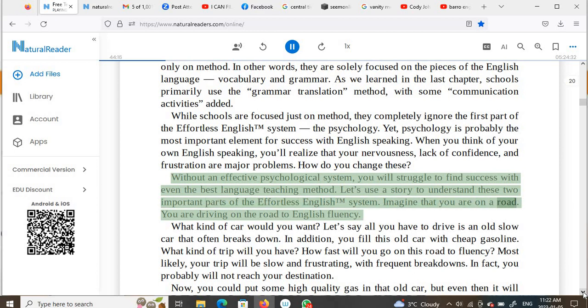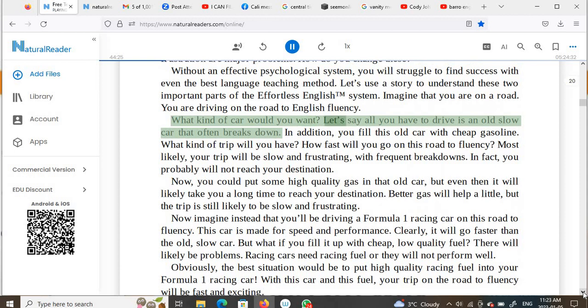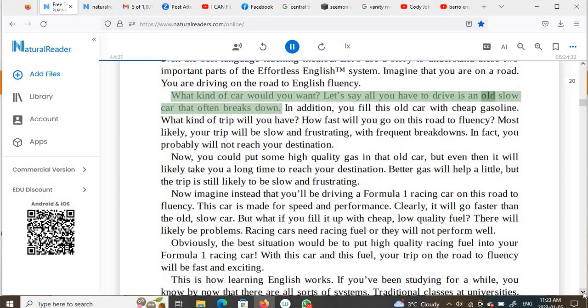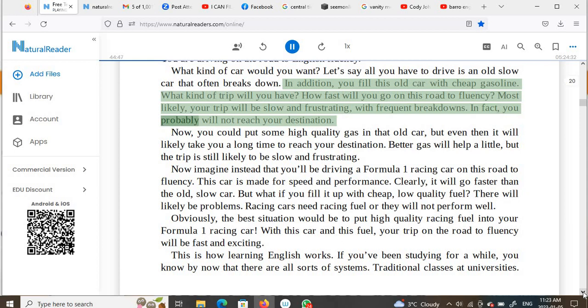Imagine that you are on the road. You are driving on the road to English fluency. What kind of car would you want? Let's say all you have to drive is an old slow car that often breaks down. In addition, you fill this old car with cheap gasoline. What kind of trip will you have? How fast will you go on this road to fluency? Most likely, your trip will be slow and frustrating, with frequent breakdowns. In fact, you probably will not reach your destination.